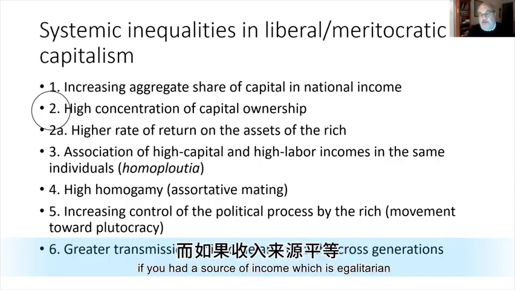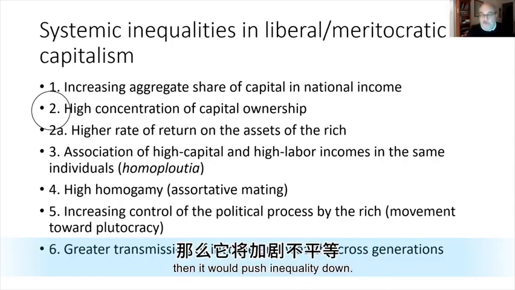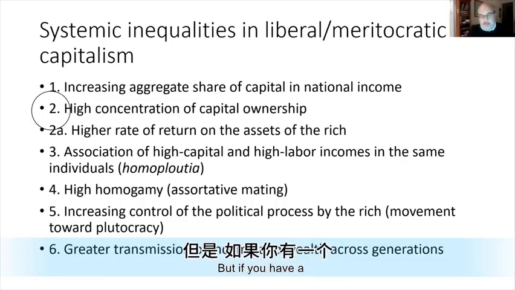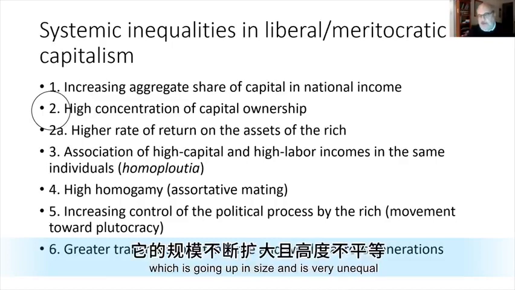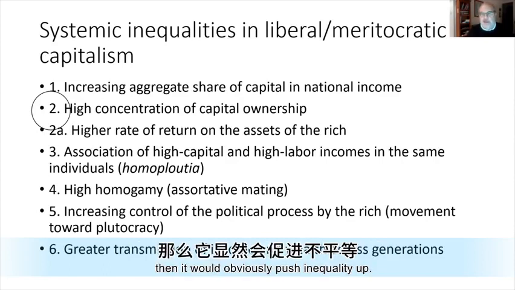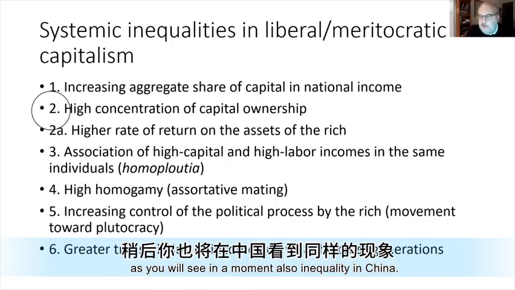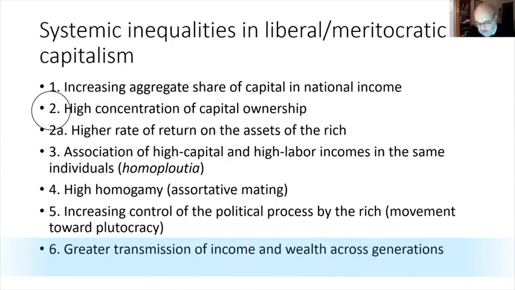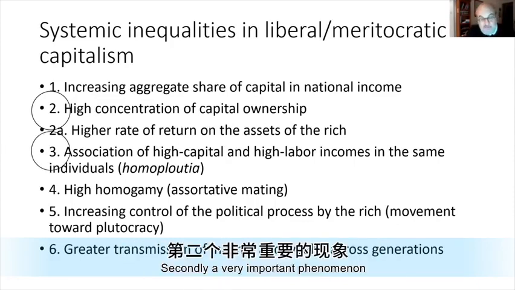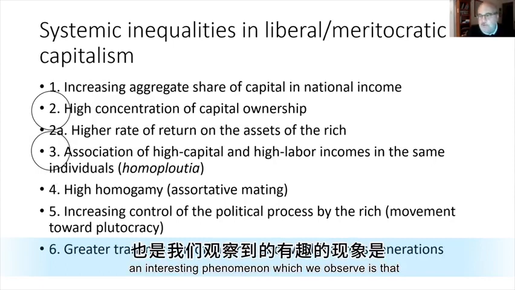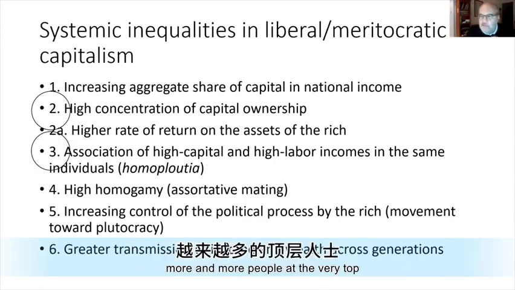If you had a source of income which is egalitarian and which is rising, then it would push inequality down. But if you have a source of income like capital, which is going up in size and is very unequal, then it would obviously push inequality up. So this is the first highlight of inequality in the United States, as you will see in a moment, also inequality in China.